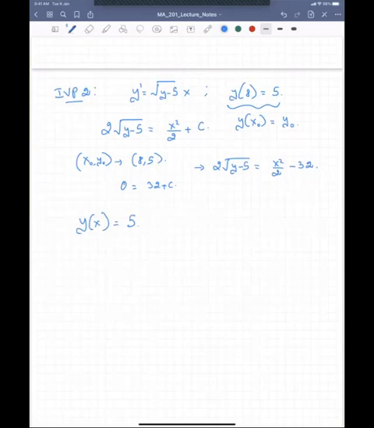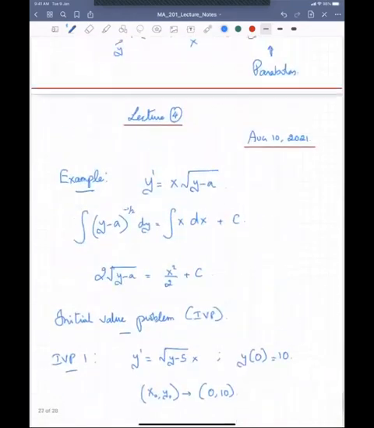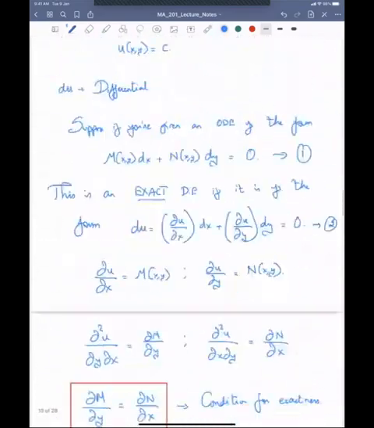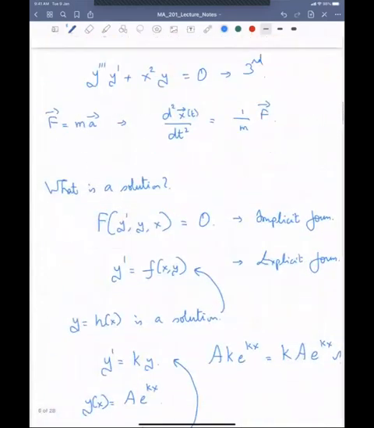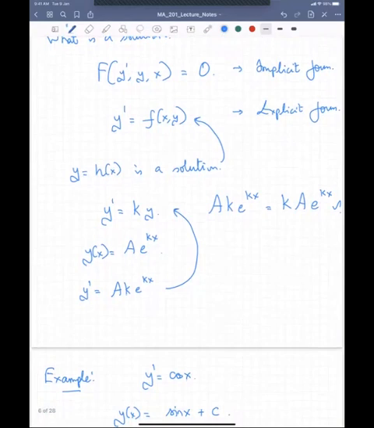y of x equals 5. Now, you might have a hard time accepting this as a solution, but if you do, I would encourage you to go back and look at the definition of what a solution is. And this is something that we briefly touched upon during the initial lectures. Maybe if I can go back. Here it is, right? So what is a solution? A solution is simply that particular function of x, which when I substitute back in the differential equation, I get an identity.